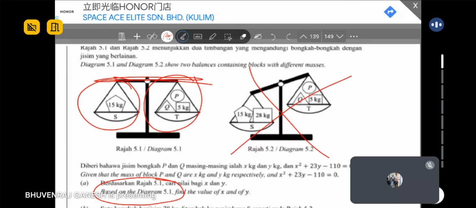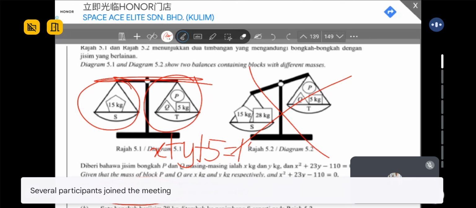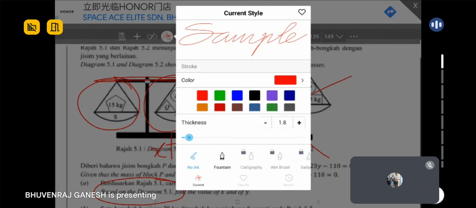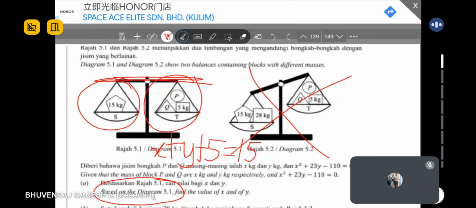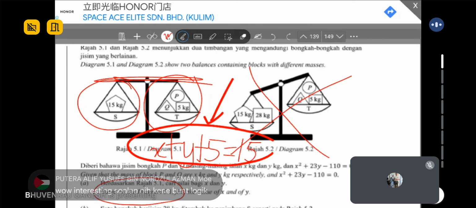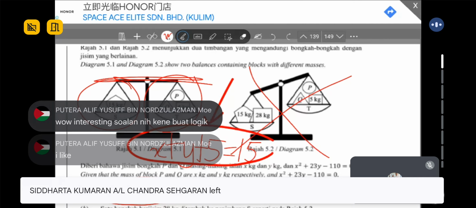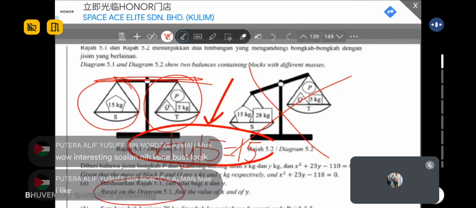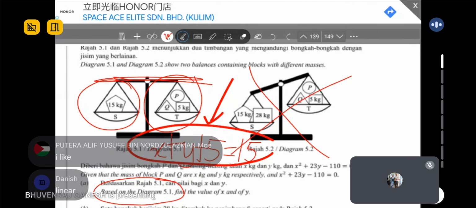Jisim yang sama. So that's why I can say X plus Y plus 5 equal to 15. This is the simplest method, Rahman. No other simpler method. Okay, so this is your first equation. So guys, this one is linear or non-linear? May I know? Yes, sangat menarik. First time saya nampak juga macam ni in the trial.